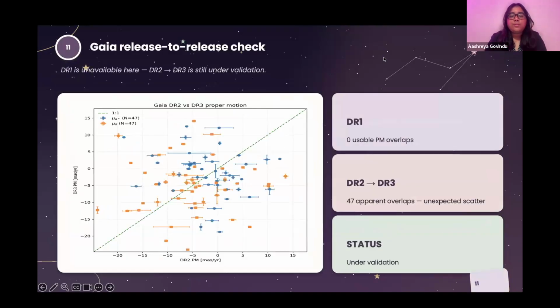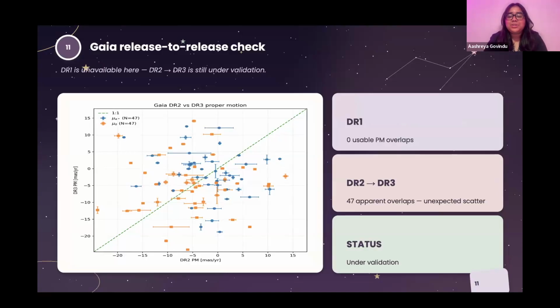Then, like I mentioned before, I also did a release to release check on Gaia. So I did DR1 versus DR2, DR2 versus DR3, and then DR3 versus DR1. Unfortunately, DR1 had no usable proper motion overlap, so I don't have a graph for that because it would just say there is no overlap, and that's not very fun to look at.